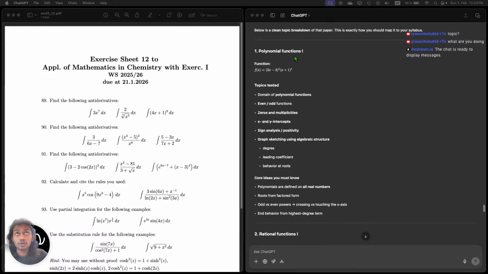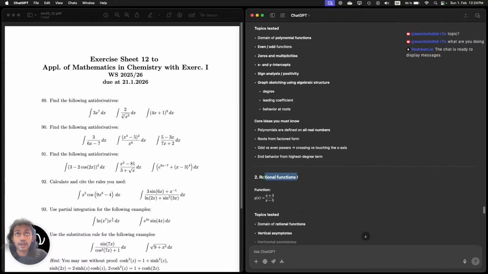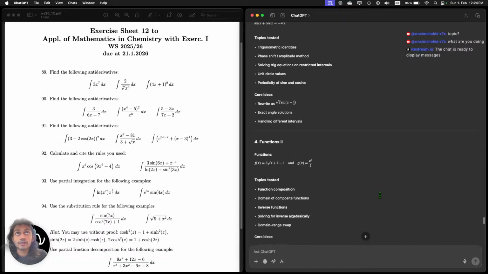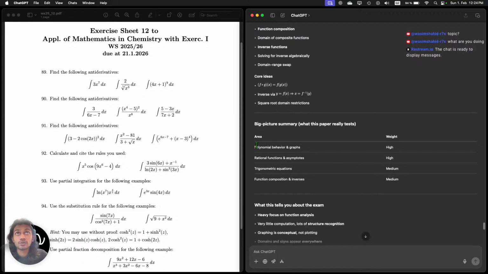Topic, it's math, but which topic in math I'm still looking up. So we got polynomial functions, rational functions, polynomial behaviors and graphs, rational functions and asymptotes, trigonometric equations, function composition and inverse.